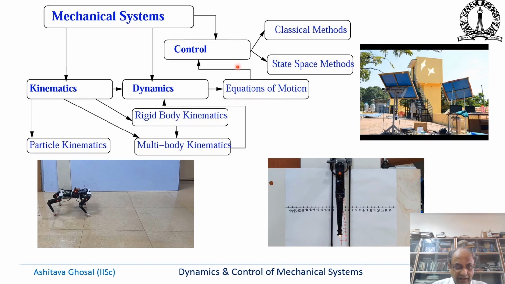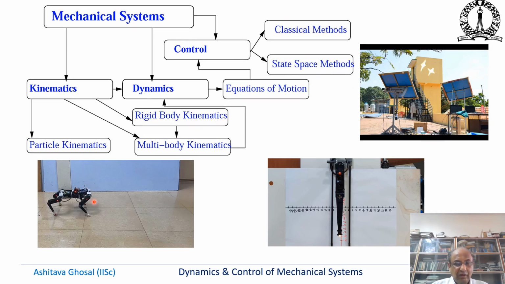The next logical step is to control the mechanical system. A normal mechanical system, when you apply a force or a moment, will have its natural dynamics. But we would like to make sure that the mechanical system follows a desired trajectory. That is the topic of control. There are 2 main ways of doing control. One is classical methods, which we will look at later on in this course, and the other is state space methods.